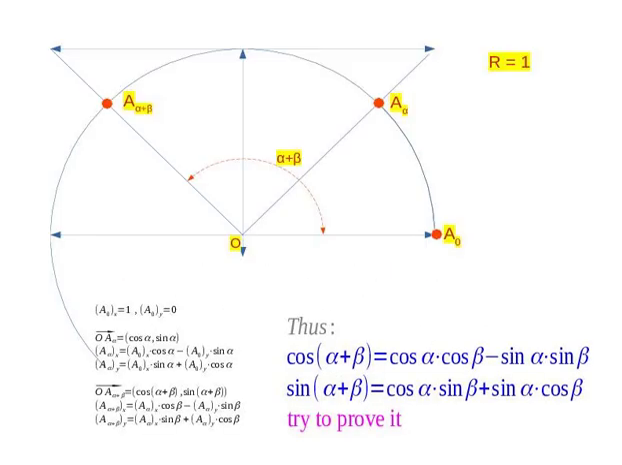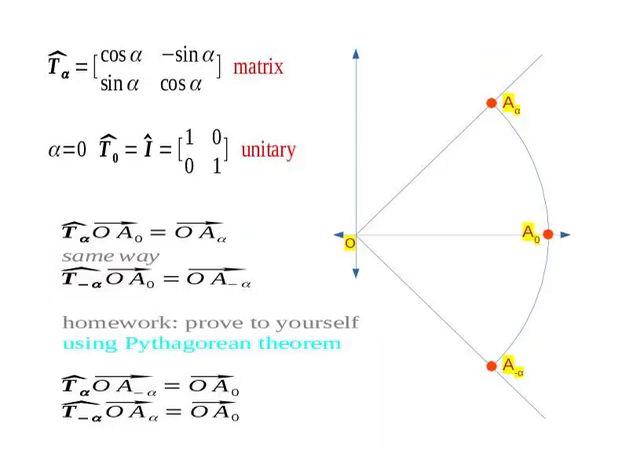But we can instead start with the initial vector and rotate it by angle alpha plus beta. If you expand all the equations, you arrive at the arithmetic, highlighted here in blue, for sine and cosine of alpha plus beta. We can also introduce a matrix that rotates a vector by an arbitrary angle alpha. We apply matrix T alpha to vector OA0, and we get vector OA alpha.